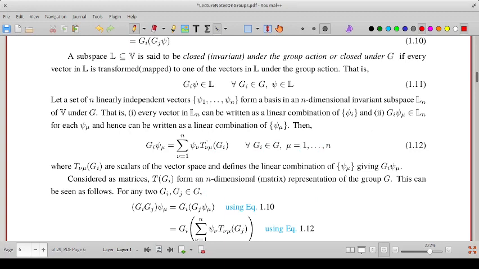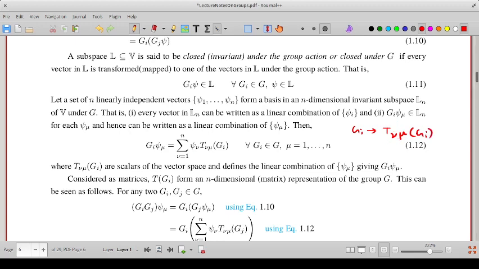So obviously these numbers T mu nu of Gi, for a given Gi, represent a set of numbers with two indices mu and nu. Obviously nu runs from 1 to n and mu runs from 1 to n. So this set of numbers can be considered as the elements of an n by n matrix, with the mu nu element given by T mu nu. And there will be one such matrix for every group element Gi.